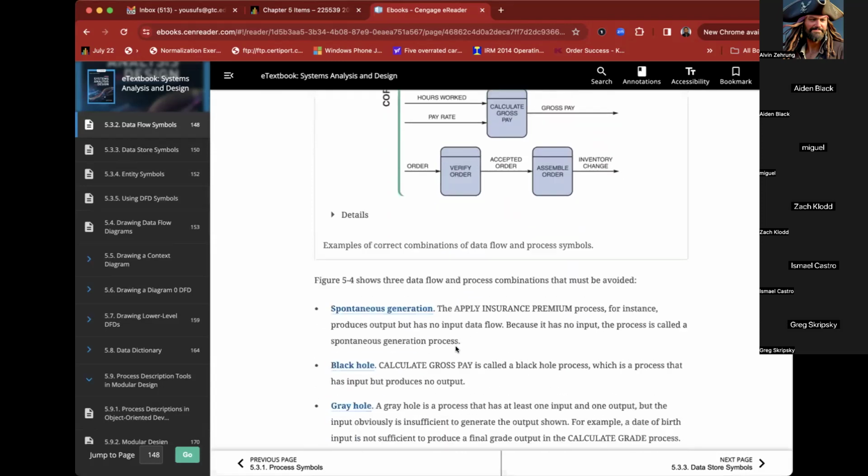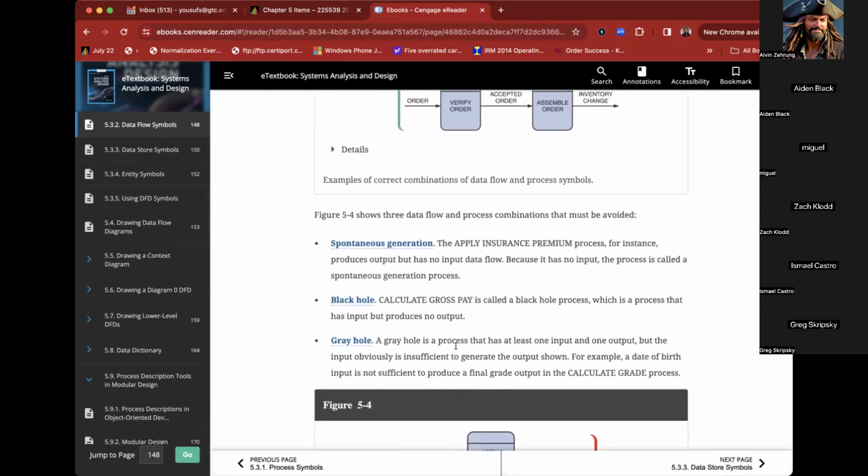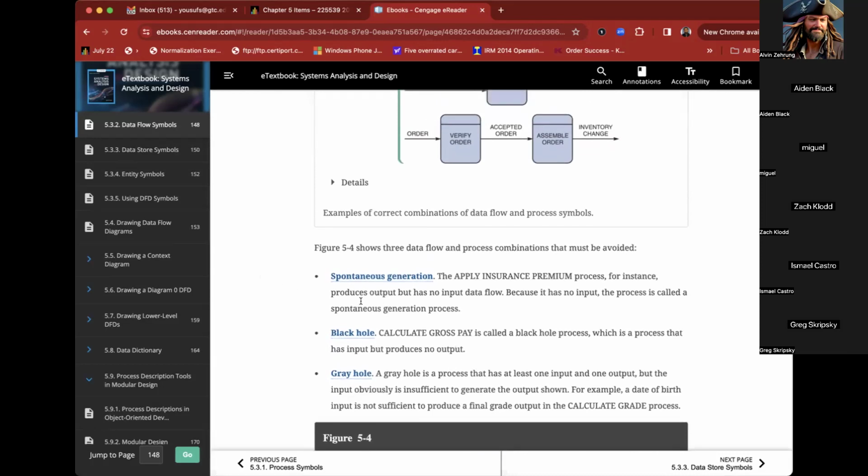Now let's see what is not valid and what's not correct. There are three things that you have to be very careful about. There should not be a spontaneous generation. There should not be a black hole. There shouldn't be a gray hole. By spontaneous generation, we mean magic. For instance, your process produces an output, but there is no mention of where in the world it's getting the data that is producing an output. That's called the magic, the spontaneous generation.